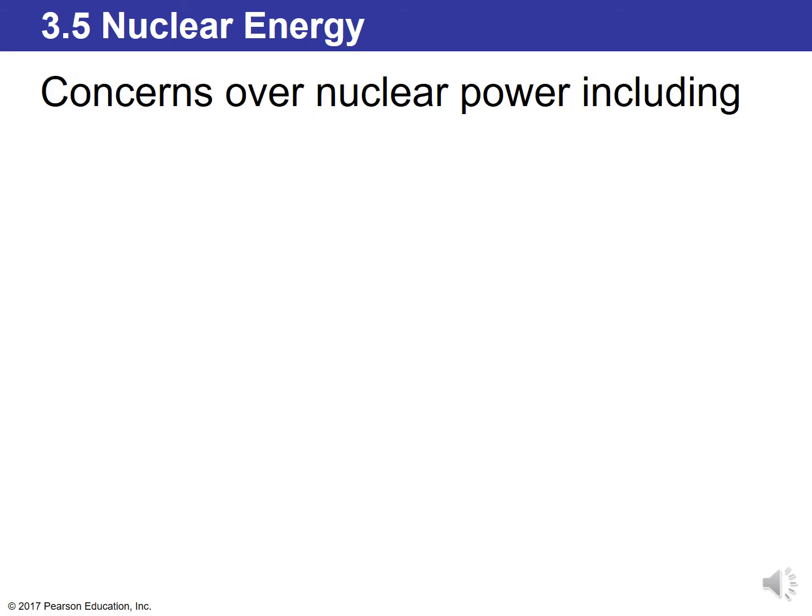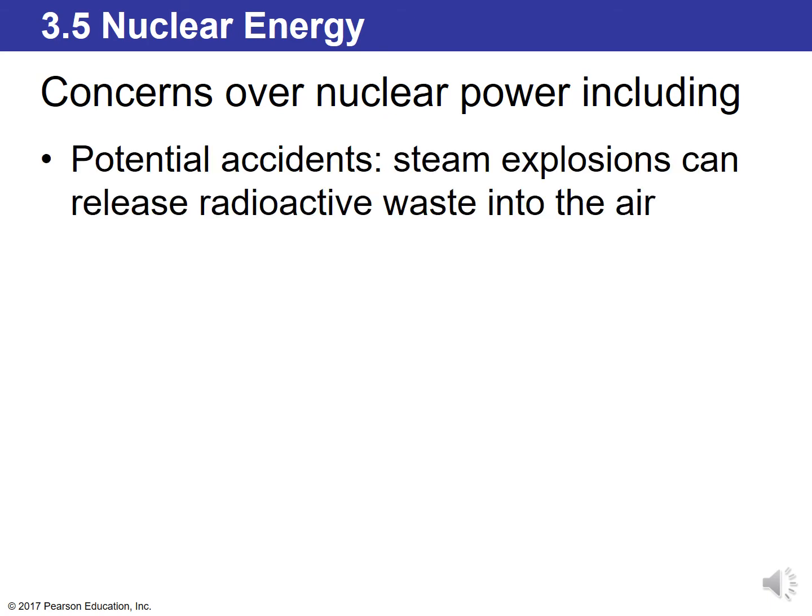All right, so looking at other concerns over nuclear power, one of them is potential accidents. One product of all nuclear reactions is radioactive waste, and some of those are lethal. So a nuclear power plant cannot explode. There's not enough uranium there to make it explode, but it is possible to have a runaway reaction. And so the reactor is overheated, there's a meltdown, and then there can be a steam explosion. And when that happens, then radioactive material is scattered throughout the atmosphere.